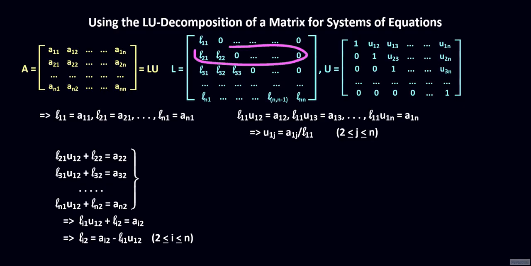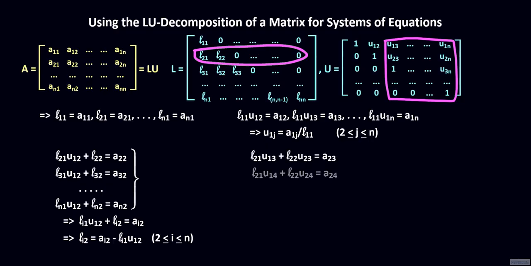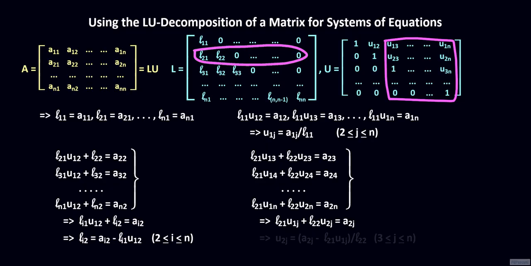Multiplying the second row of L to U excluding the first two columns of U, we get these equations. In general, we have L sub 2, 1 times U sub 1j plus L sub 2, 2 times U sub 2j equals A sub 2j, from which we get this formula for U sub 2j.